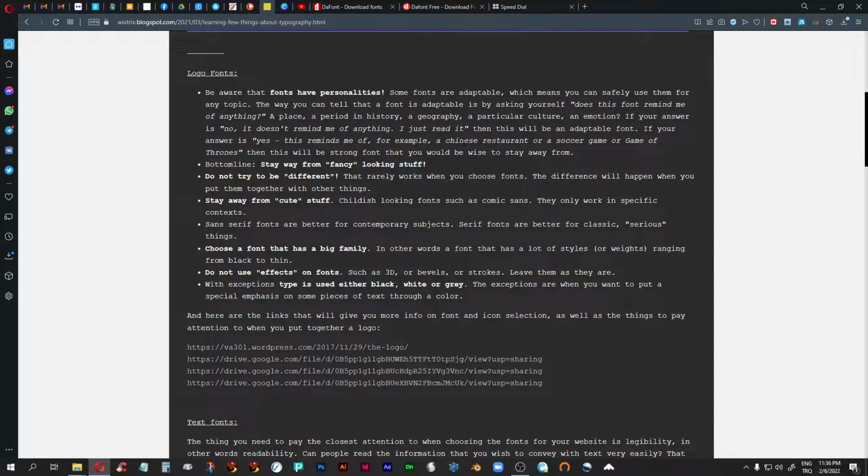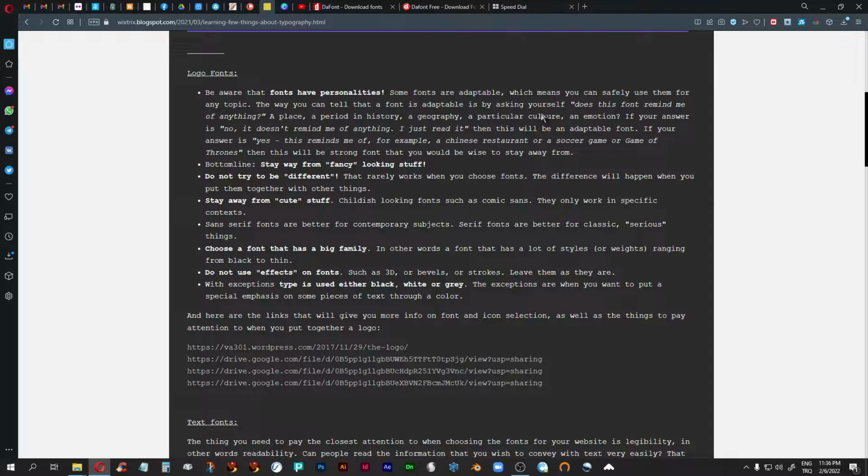And the way that you can tell whether a font is adaptable is by asking yourself, does this font remind me of anything? So this could be a geographical location, a period in history, a particular culture, an emotion, a state of being, such as, for example, childhood. And if your answer is no, it doesn't remind me of anything, I just read what it says, then this will be an adaptable font.